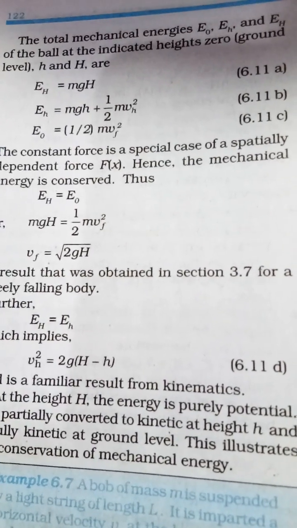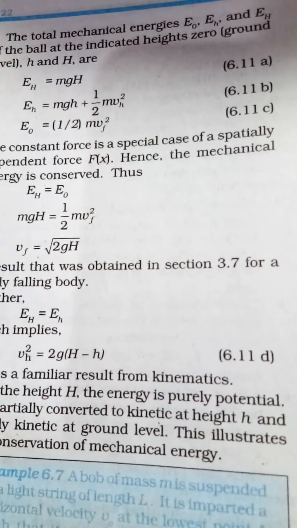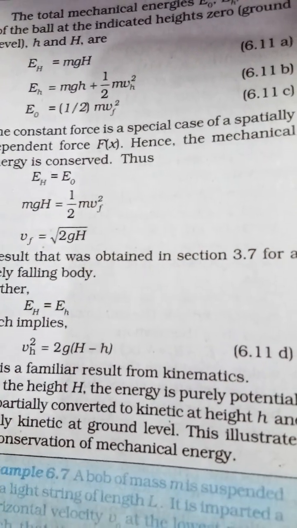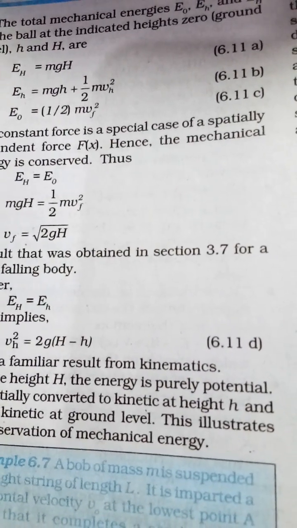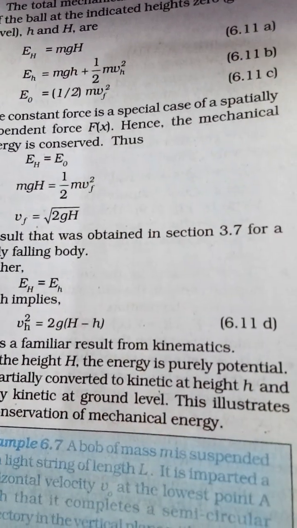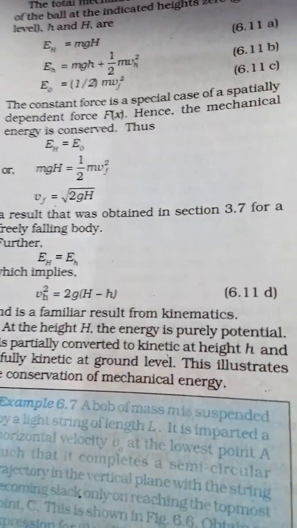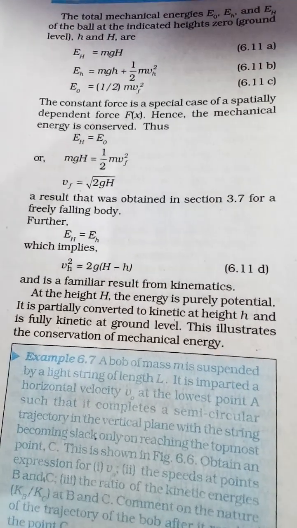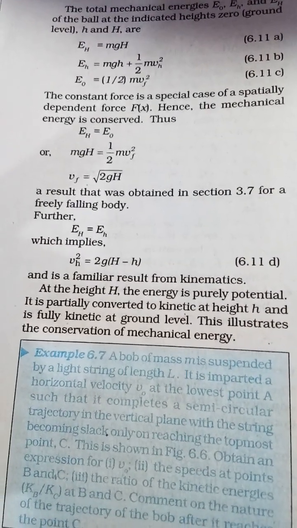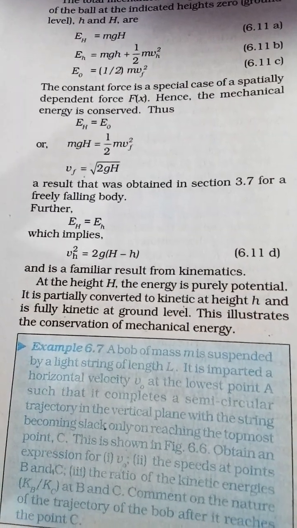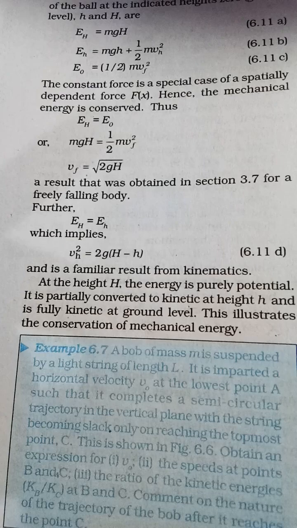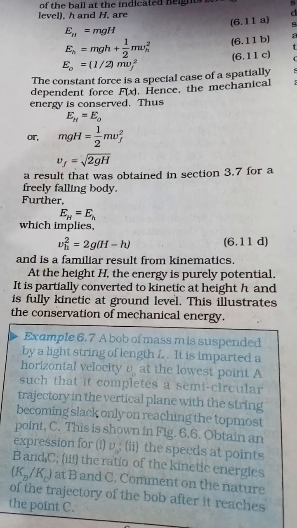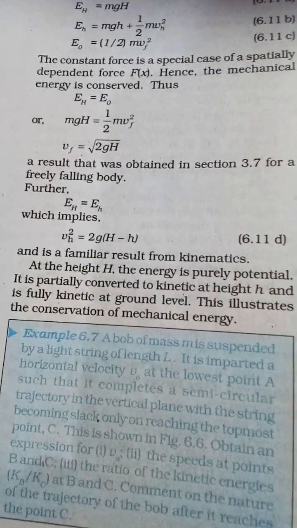and h are: EH is equal to mgh, 6.11a; Eh is equal to mgh plus half mv square h, 6.11b; E0 is equal to half mv square f, 6.11c. The constant force is a special case of a position-dependent force F(x), hence the mechanical energy is conserved. Thus EH is equal to E0, or mgh is equal to half mv square f, and vf is equal to root of 2gh, a result that was obtained in section 3.7 for a freely falling body.